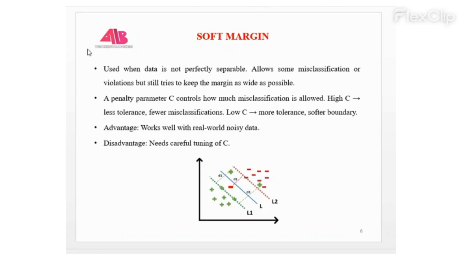The major advantage of the soft margin support vector machine is that it is great for real world data, because real data is usually messy and not perfectly separated. The major disadvantage of the soft margin SVM is that you must choose the right value of C, otherwise the model will overfit or underfit.